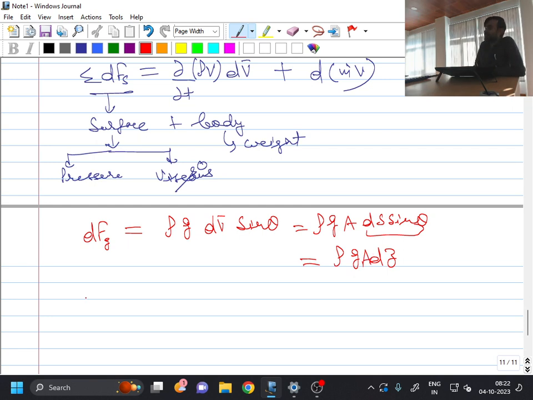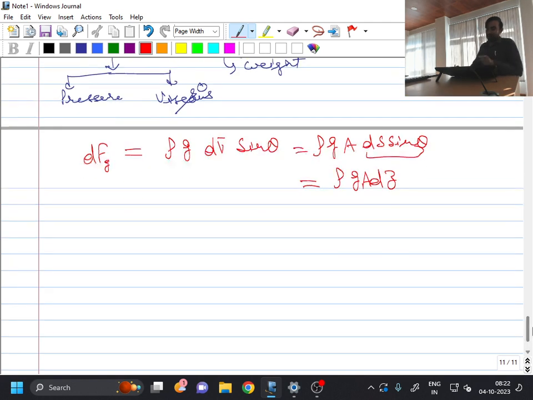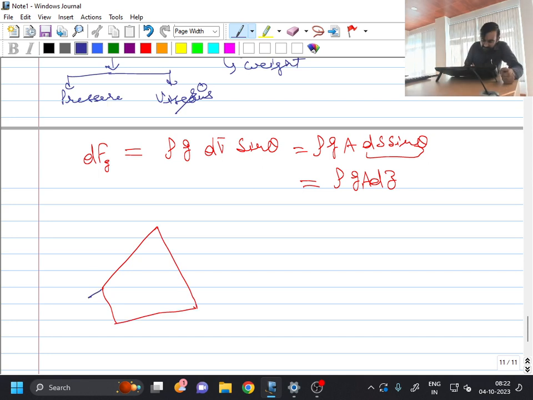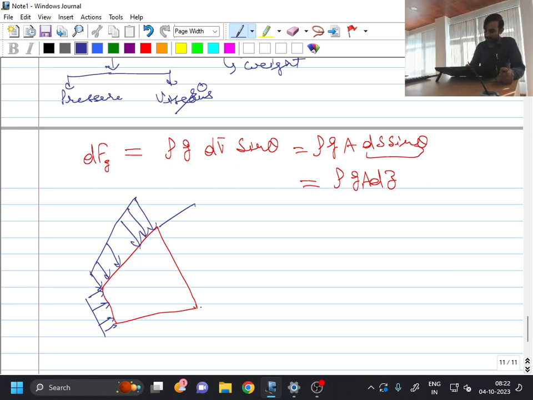Then I have to consider the surface forces. The surface force will be only the pressure force. You can see this is my stream tube. Over this stream tube I will have some pressure P acting at this face, and at this other face it will be P plus dP. So I will have a linear variation of pressure, and here the pressure will be P plus dP.